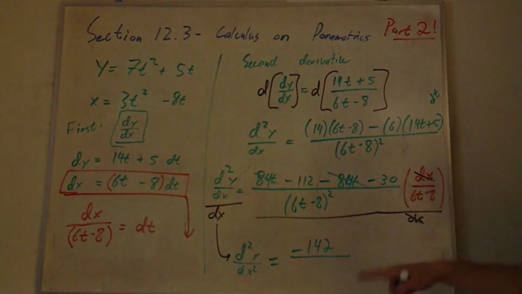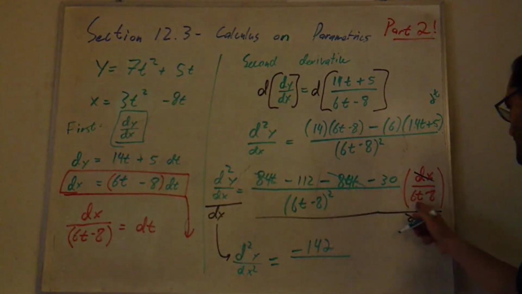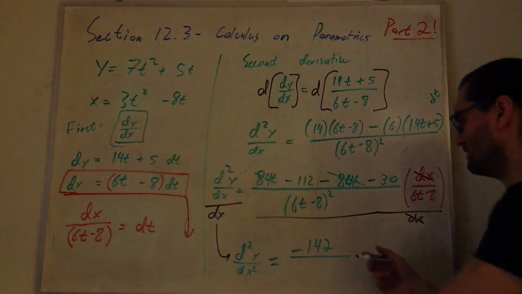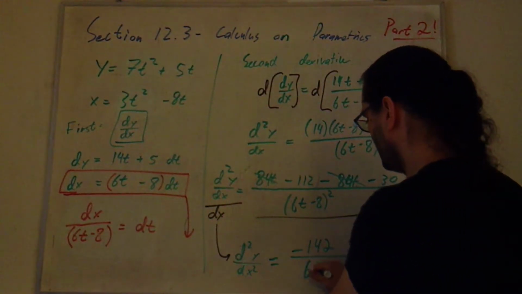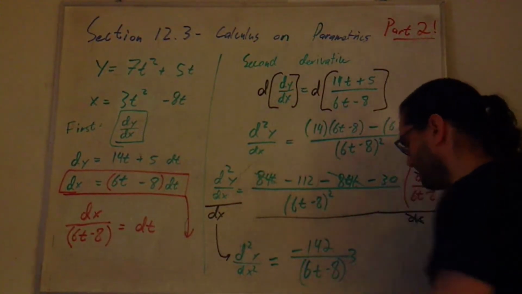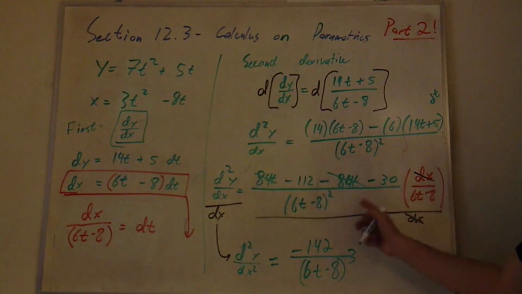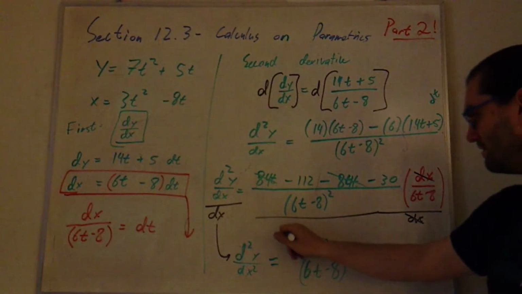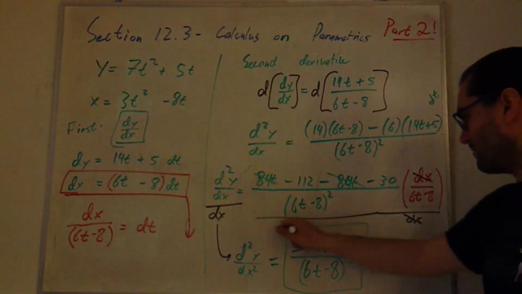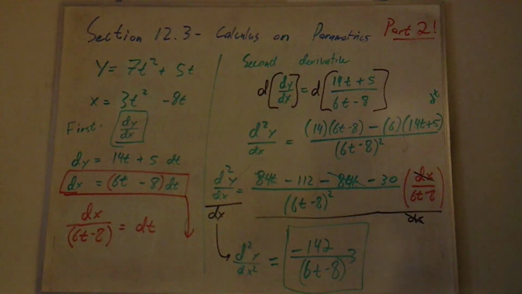The denominator here is going to be (6t minus 8) squared times (6t minus 8). So I'm going to get a (6t minus 8) cubed. There's 3 of them now. 2 from here, 1 from here. The dx's are gone, the t's are gone, everything else is accounted for. This is my final answer. This is the concavity of this function.